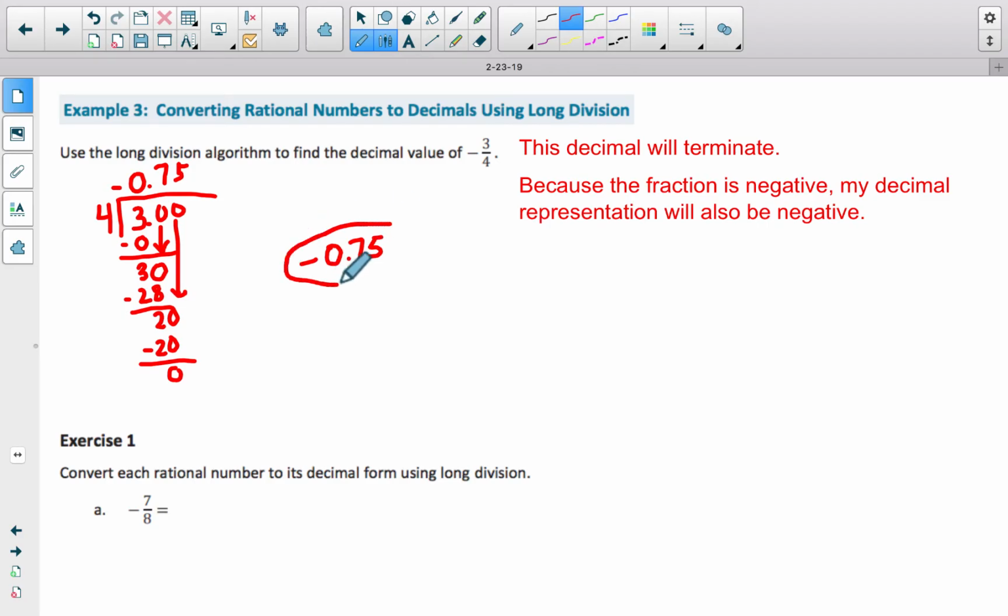You can convert any fraction to a decimal through long division. Now, remember, this is negative 3/4. We should be able to go from here to here immediately. But this example is just showing you the use of the long division algorithm can get you from the fraction to a decimal without the need of getting a denominator that is a power of 10.